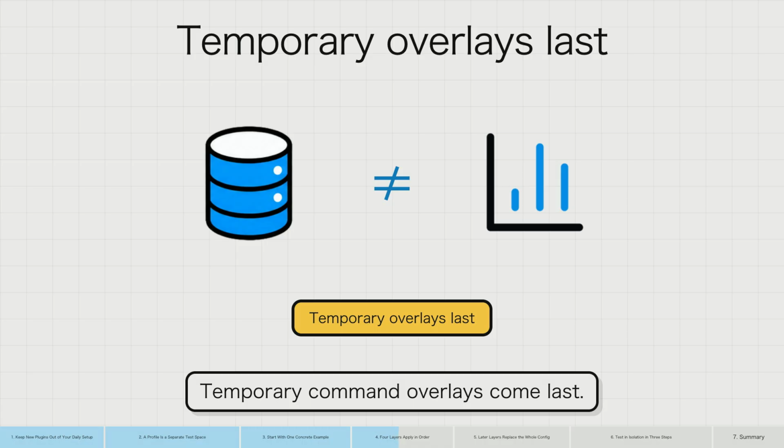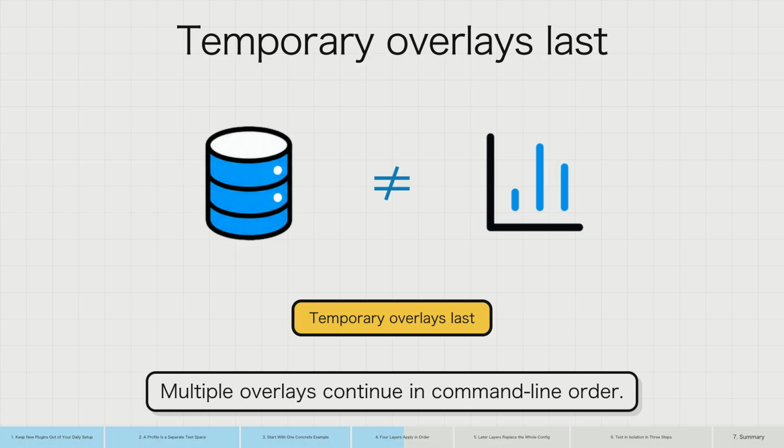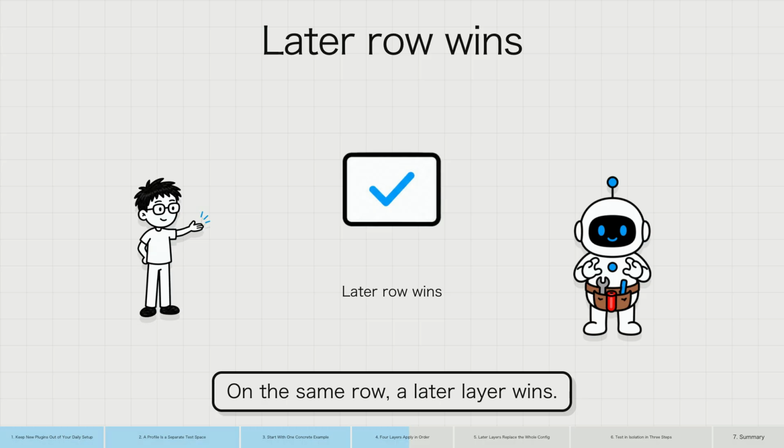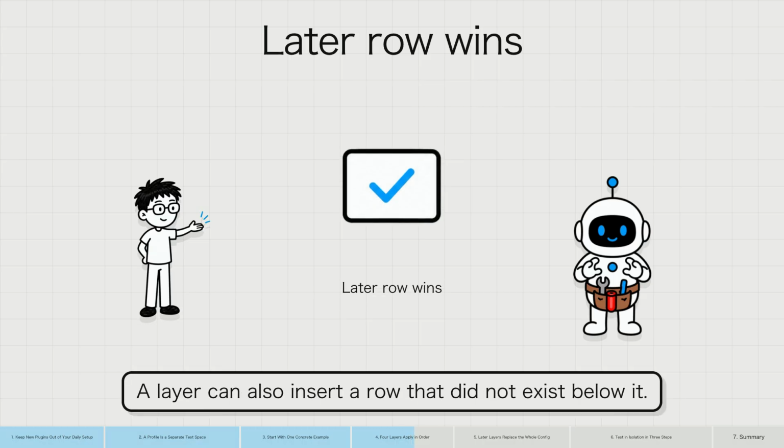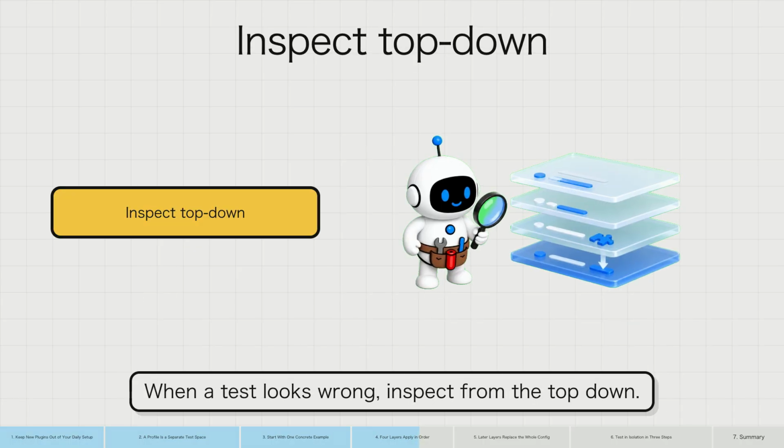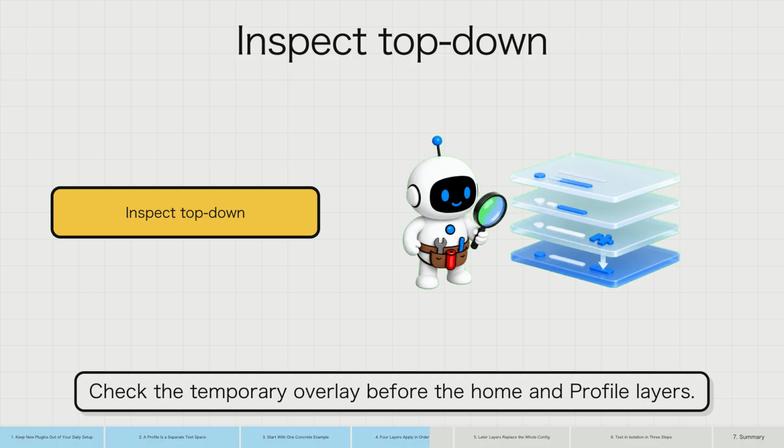Temporary command overlays come last. Multiple overlays continue in command line order. On the same row, a later layer wins. A layer can also insert a row that did not exist below it. When a test looks wrong, inspect from the top down. Check the temporary overlay before the home and profile layers.